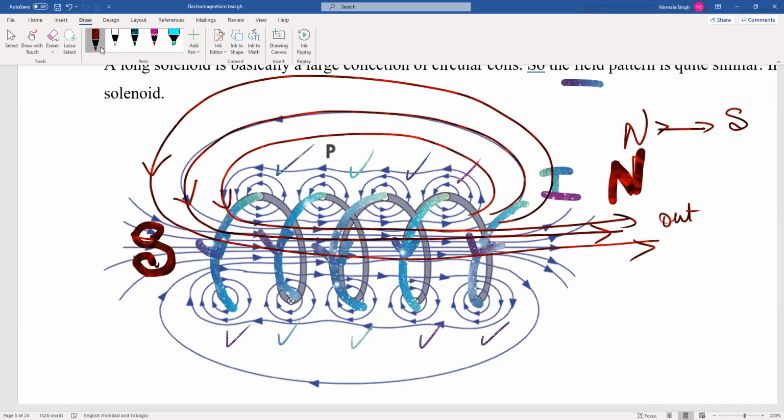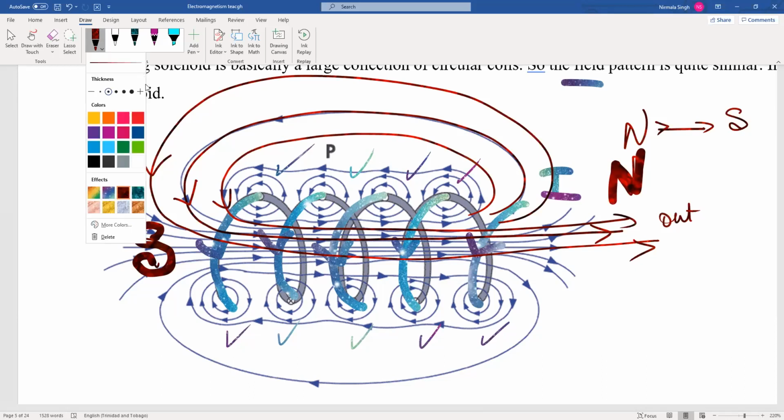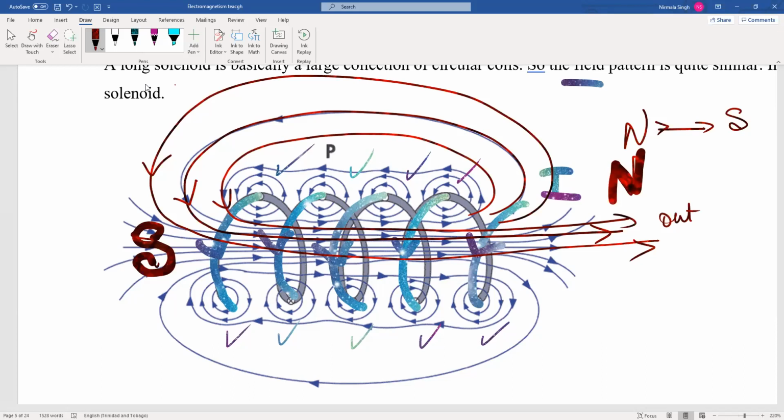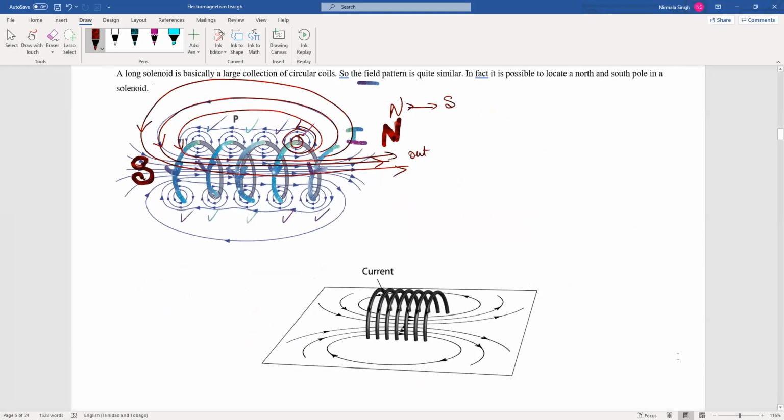Now we do have rules to learn to make this simpler, because I don't think we're going to go into exams and take our wire, draw our wire, figure out where all our fields are and work it out. No, that's going to be too long. We do have rules to learn to determine where our current forms, where our magnetic fields form, and whatnot.